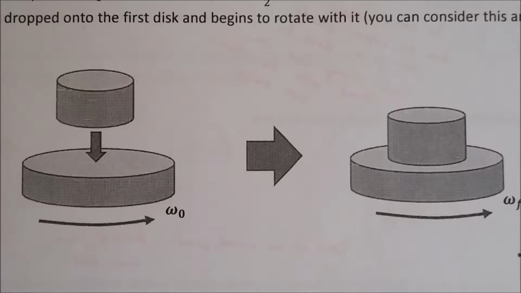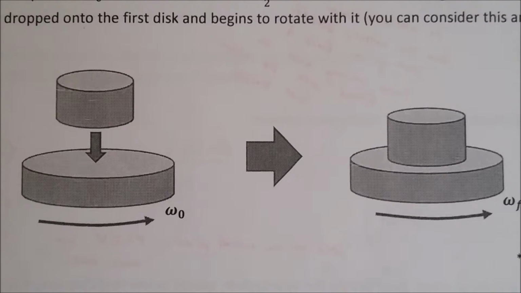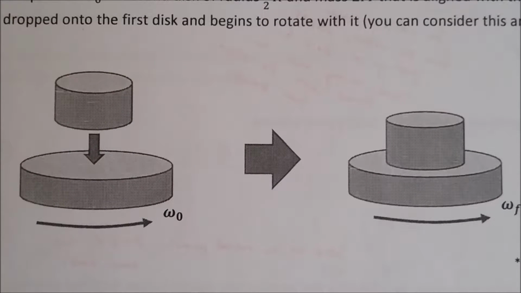Part A asks how the angular momentum of the two-disk system compares to the angular momentum of the first disk before the collision. Since there are no external torques acting on the system, the angular momentum of the system is conserved before and after the collision.